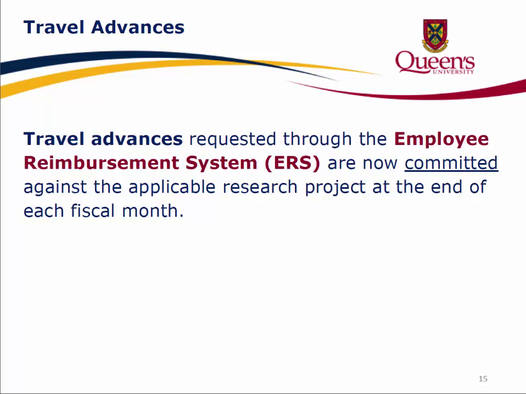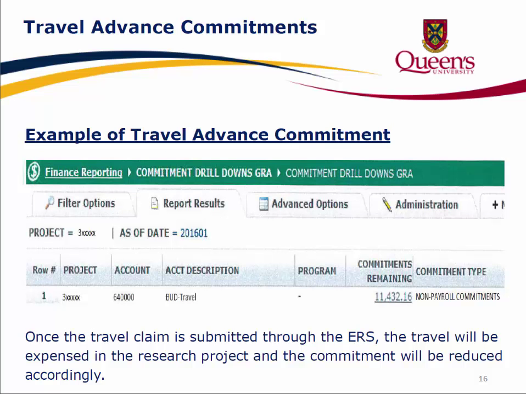Prior to the ERS, these advances were expensed in the research projects. Travel advances are committed at the end of each fiscal month. Once the travel has occurred, the travel claim may be submitted through the ERS. At that time, the travel will be expensed in the research project, and the travel advance commitment will be reduced at the end of the fiscal month.